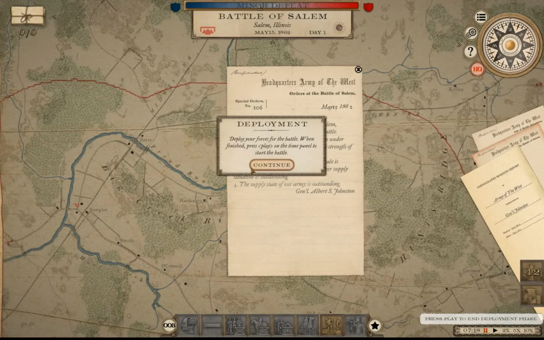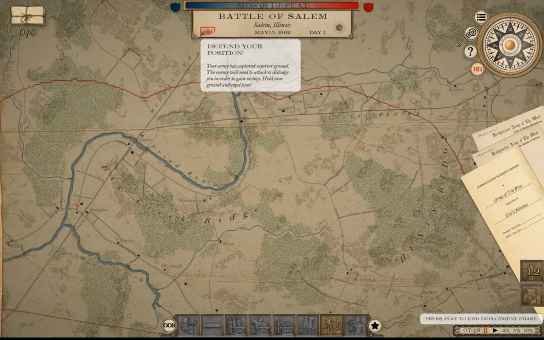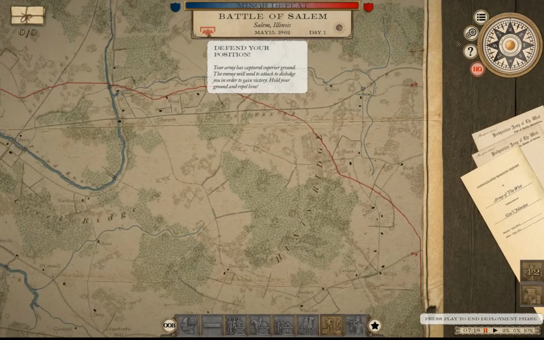Our scouts report the enemy is near Salem, Illinois, and our army is to prepare for battle. We are facing the Department of Ohio under George McClellan with a strength of 31,000 men, 46 guns. The enemy army is green, and morale is reported to be eager. Reports indicate their supply situation is outstanding. Our supply situation is outstanding as well. McClellan has the unenviable position of also being on the offense and outnumbered.